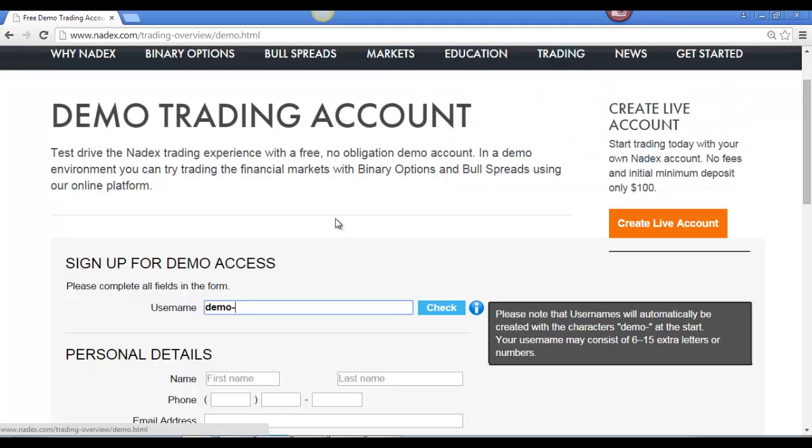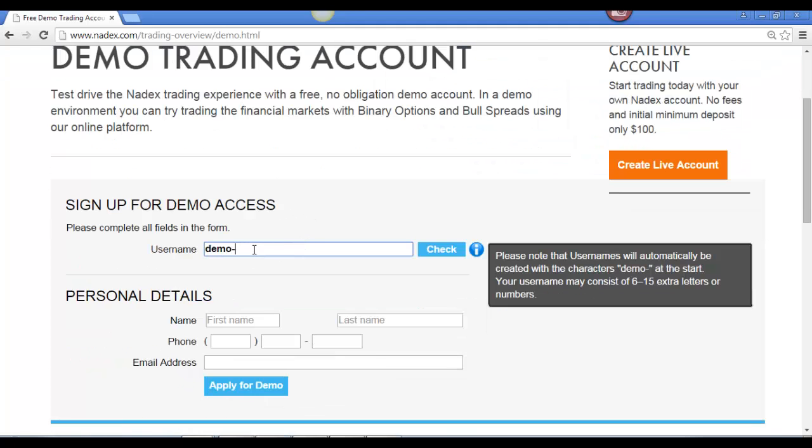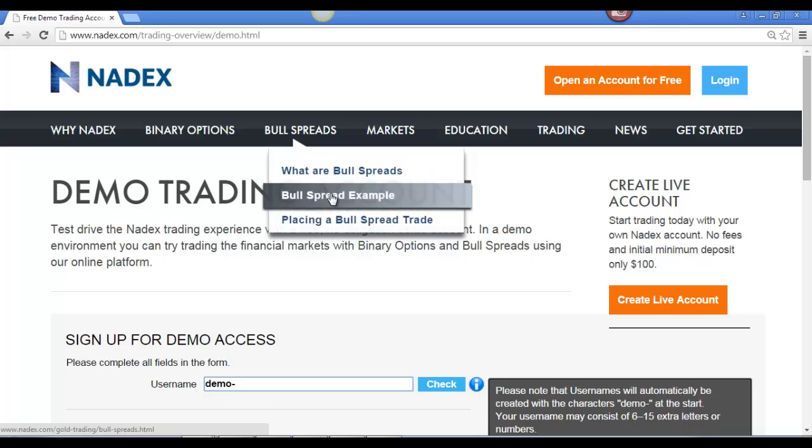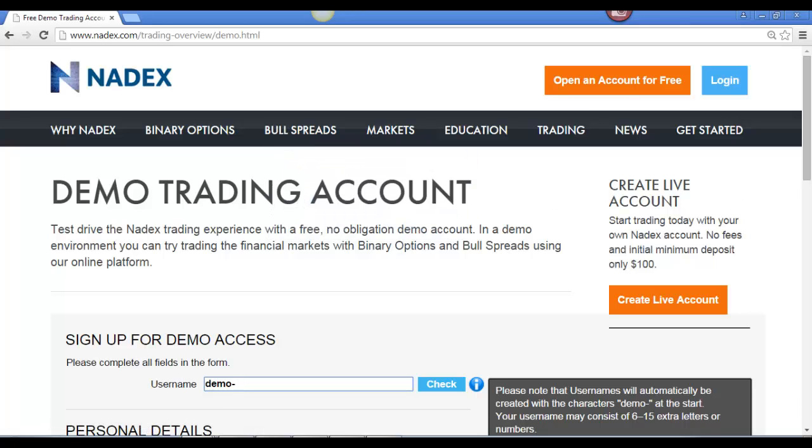Go to the demo trading platform right here. Just pick a username, fill out your first and last name, phone number and email address, and apply for a demo. Boom. They'll open up a $25,000 demo account for you that you can start playing with.